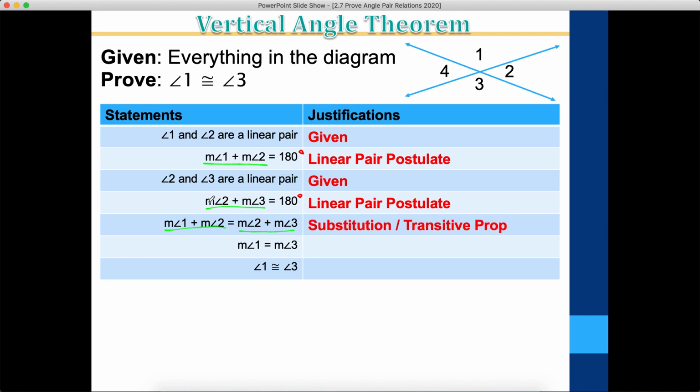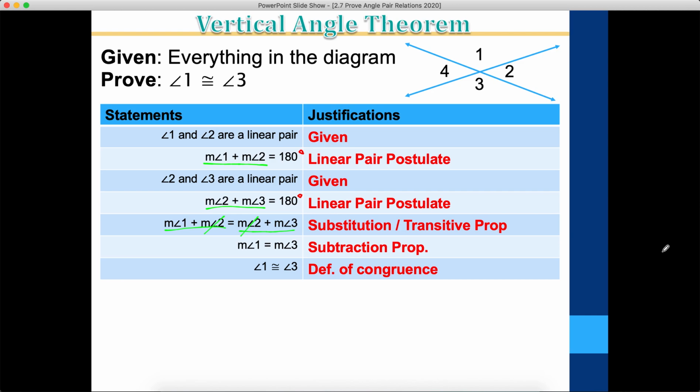And then how do I get from the 5th line to the 6th line? It looks like what I've done is I've eliminated the measure of angle 2 from each side. And how do we do that? We subtract the measure of angle 2 from each side. So to do that, we cite the subtraction property of equality. And then to say their measures are equal, therefore they're congruent, is to evoke the definition of congruence.